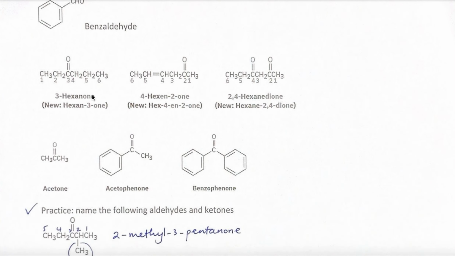Right. Ketone ends with one, so we got 1, 2, 3, 4, 5, 6. So we have to tell where the ketone is, number 3. That's what we call 3-hexanone. Hex because it's 6. Now, you're not responsible for this because it's a multifunctional group. Alkene and ketone, okay? But that's how you name it. 4-hexen-2-one.